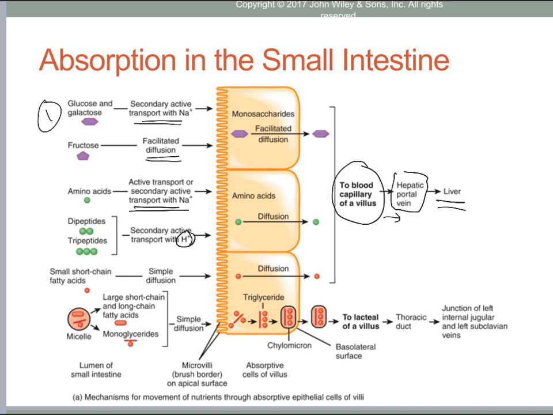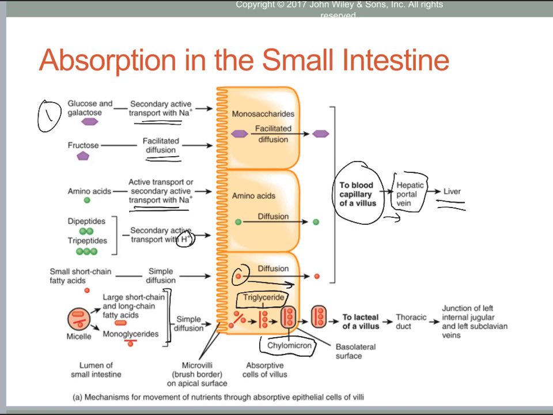in conjunction with our large short-chain and long-chain fatty acids and our monoglycerides, all simple diffusion. The small short-chain fatty acids will diffuse directly into the blood, to the hepatic portal vein, into the liver. The simple diffusion of this group goes via and gets brought in as triglycerides. These triglycerides are going to be brought into the blood as chylomicrons.